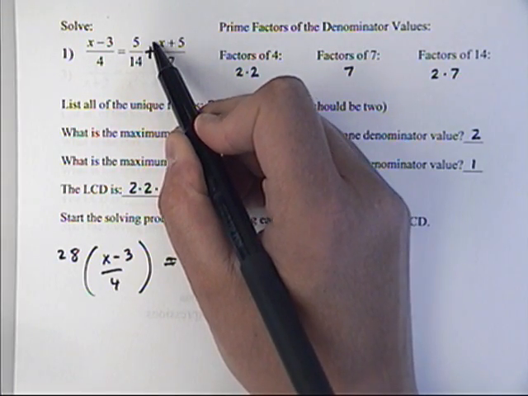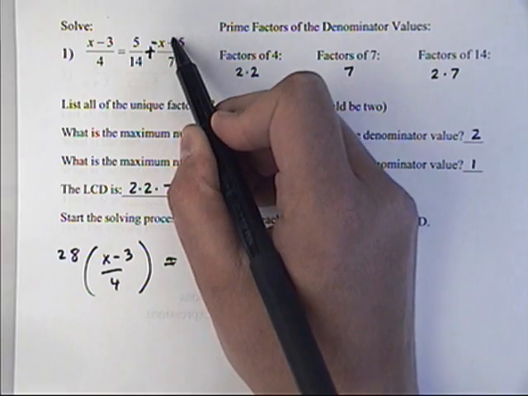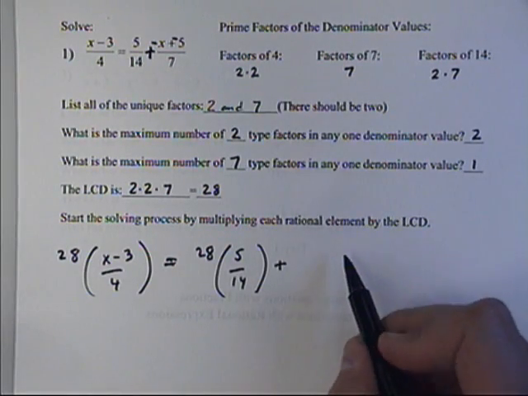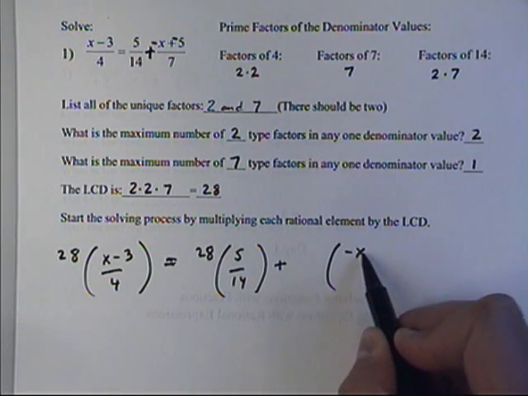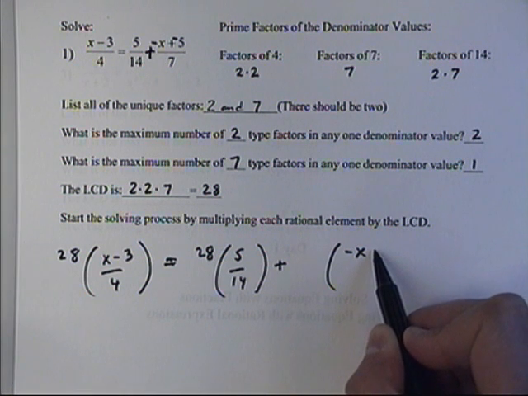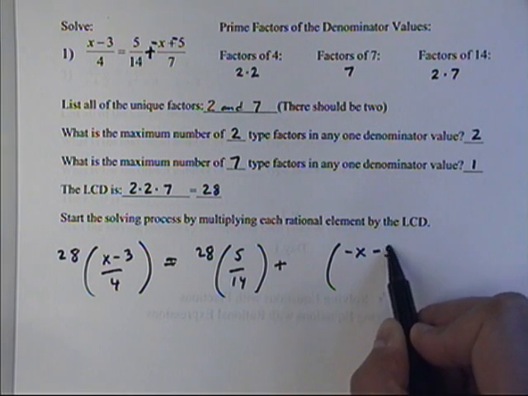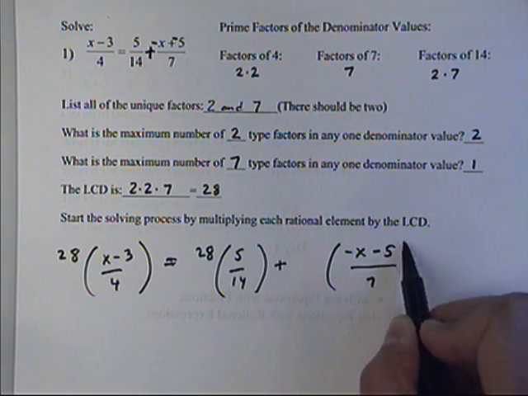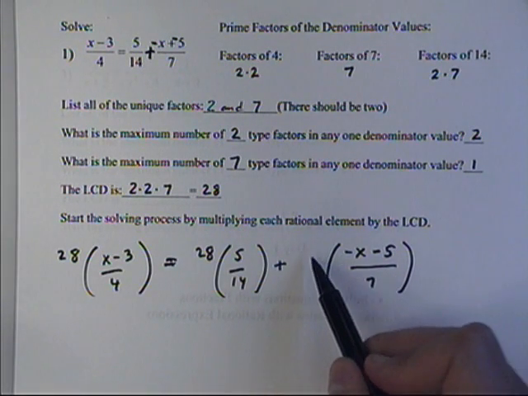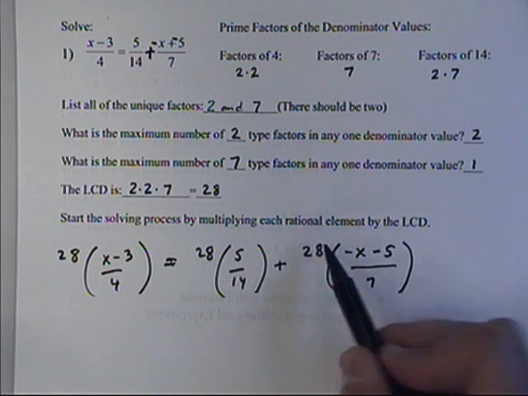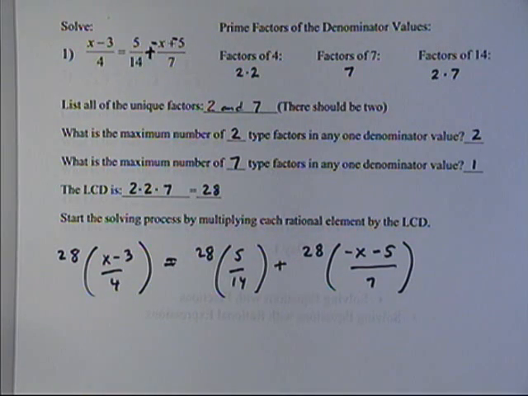And I'm going to distribute the negative through, so it's going to be negative x and negative 5. So my third term is actually negative x, you could say minus 5, or plus a negative 5. I'm going to say minus 5. And again, that last term will be multiplied by 28. Okay, so 28, 28, 28, 1 on each term. Not 1 on each side, 1 on each term.